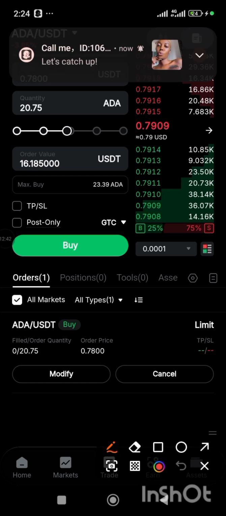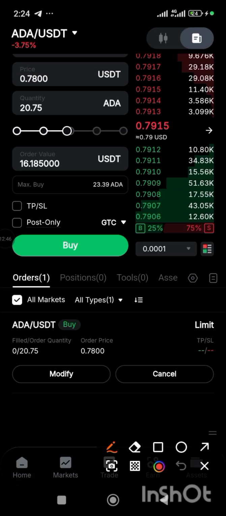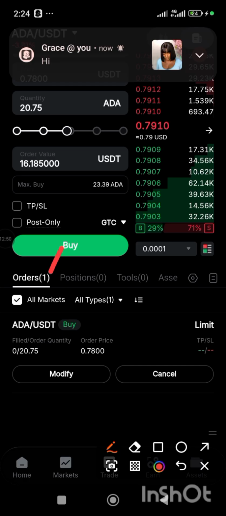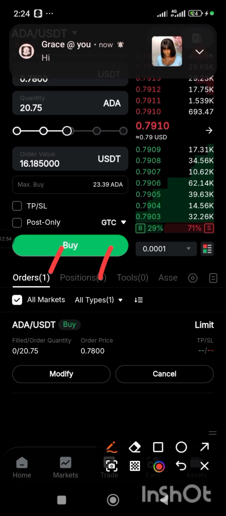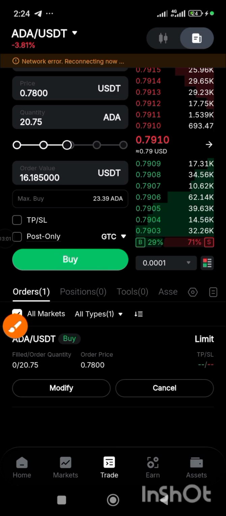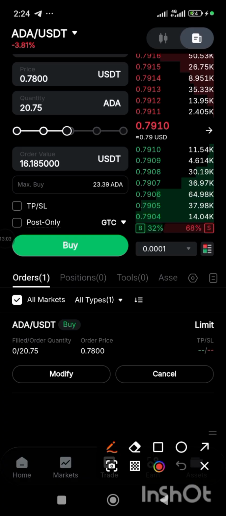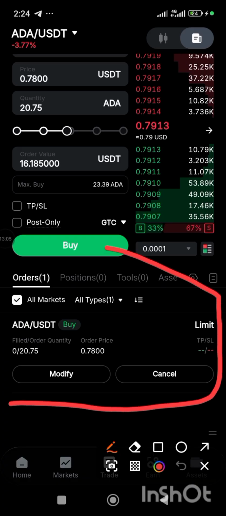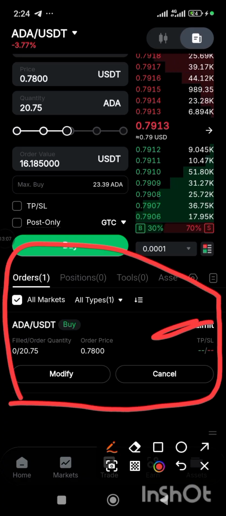Once the system triggers, once the amount gets to the price that I set, which is the 0.7800, this number 1 here will now come into this position here, and it's going to reflect in my assets because it has started trading. This here is exactly the order that I gave, and it is in limit. Look at the limit here. This is the ADA coin that I bought.